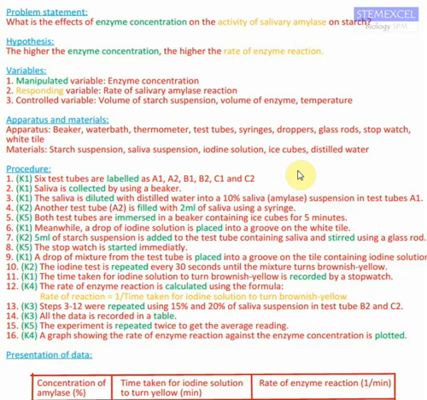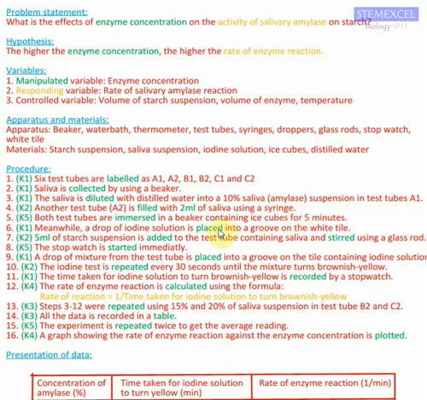Afterwards you will need to collect the saliva. You collect it using a beaker. This is still the experimental setup step. Then afterwards you dilute it with distilled water into 10% saliva or amylase suspension in test tube A1. And then the next thing is you need to fill up another test tube, called A2, with 2 ml of saliva using a syringe.